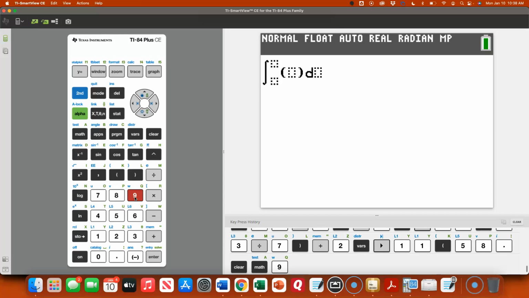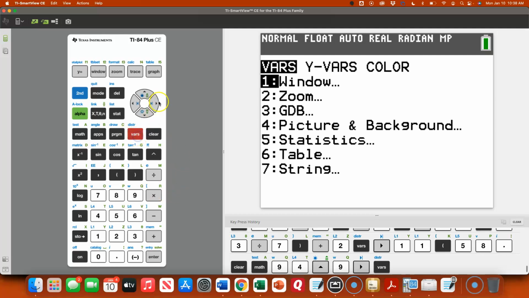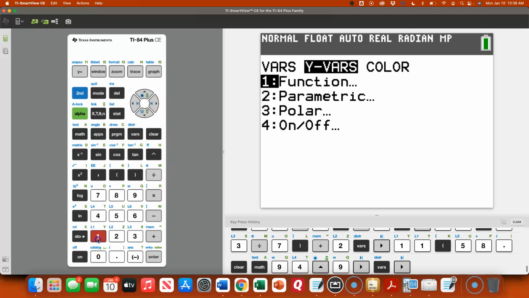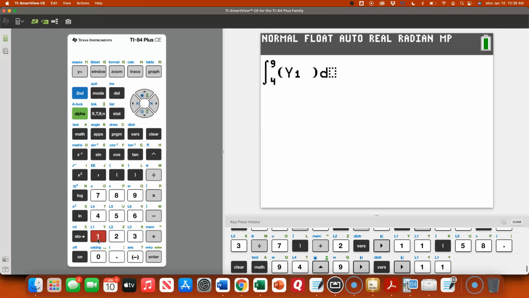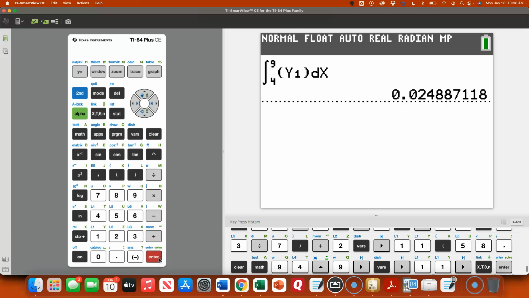And the definite integral that we are doing, we are going from 4 to 9. And then again, we have the function already entered in y1. So I can just do vars over to y1. This time we're not actually plugging in a value though, so just leave it as y1. You don't want to plug anything in. And then x. And there it is.